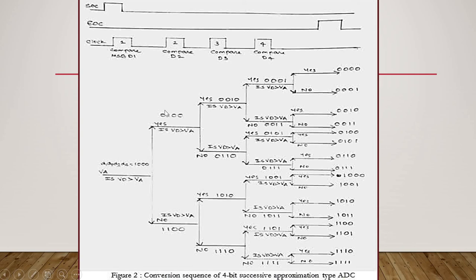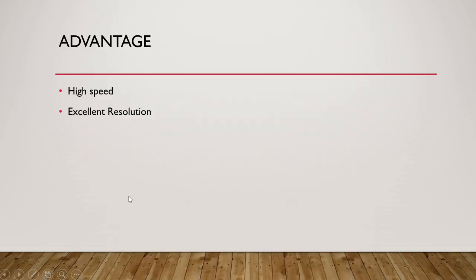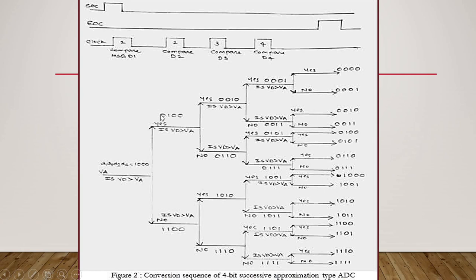If it is low, it is going to clear the most significant bit. So VD is greater than VA means it is going to clear the most significant bit. If it is no, then it will be retained as it is. Means this one is retained as it is here. Okay, you understood this point?